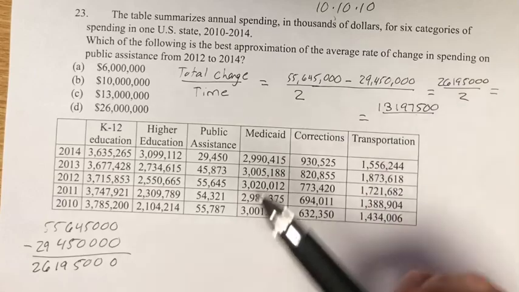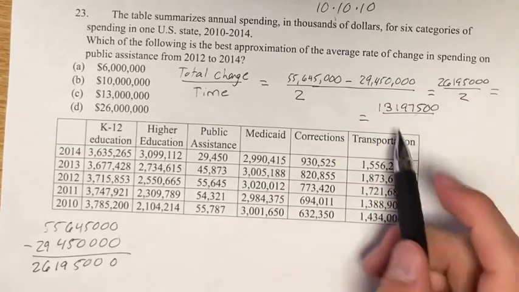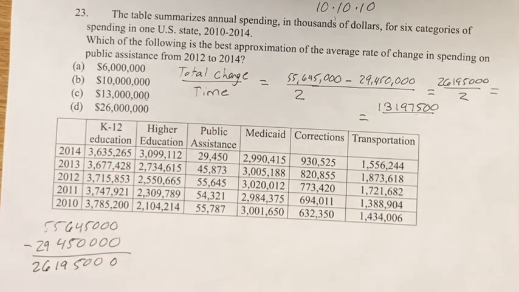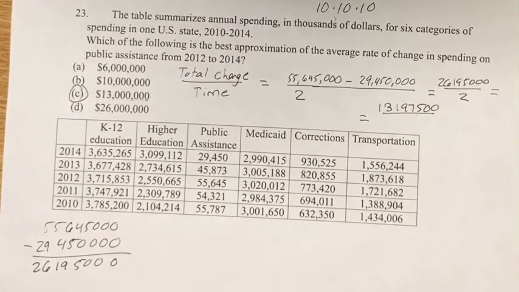13,197,500 is the average rate of change per year, and this answer is by far closest to C, 13 million, so C is going to be your final answer.